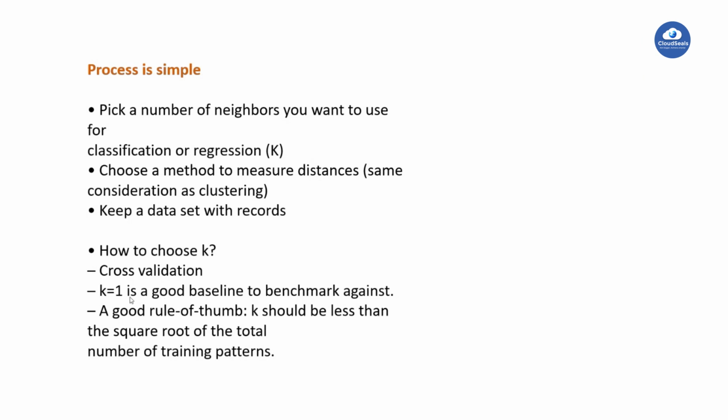So same thing. K is 1 is a good baseline to benchmark against. A good rule of thumb is that K should be less than the square root of the number of training patterns. K is 1 means, for example, we are considering only one neighbor, which is very near to us. For example, if we are applying for a visa, what will they do?